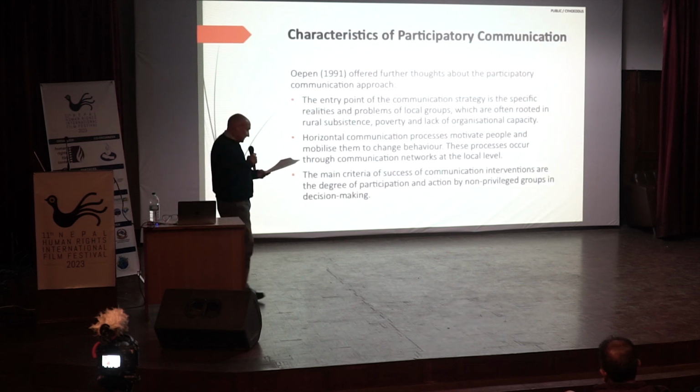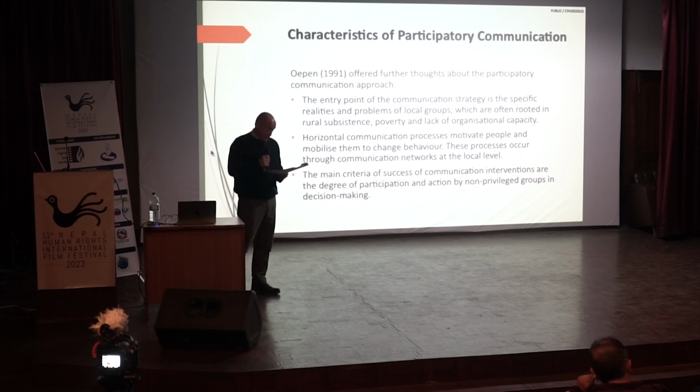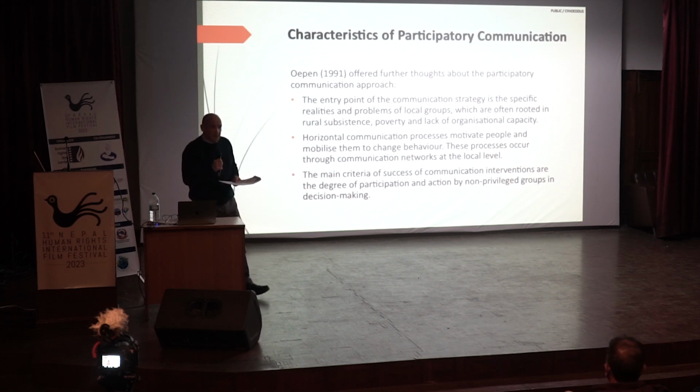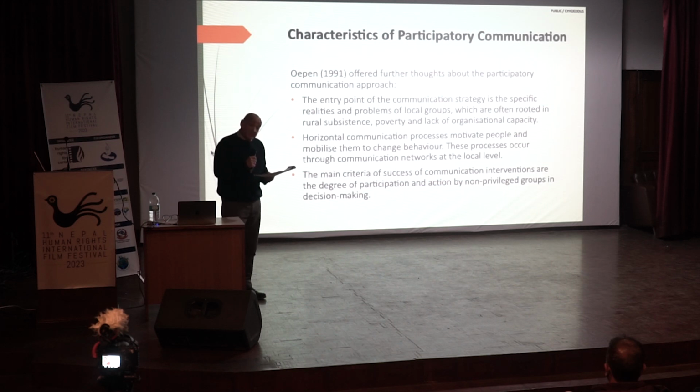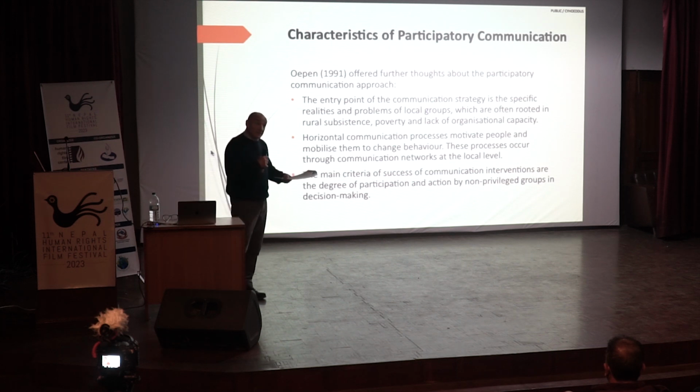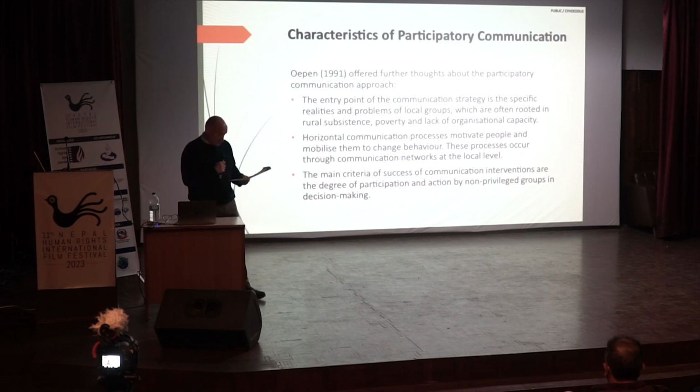Open also then offers us further thoughts about the participatory communication approach, and he gives us 3 principles here. First of all, the entry point of our communication is the specific realities and problems of local groups, which are often rooted in rural subsistence, in poverty, and also perhaps a lack of organizational capacity. It's characterized by these horizontal communication processes that motivate people and mobilize them to change themselves and their own situation. And that process can occur through communication networks at the local level, communication initiatives at the local level.